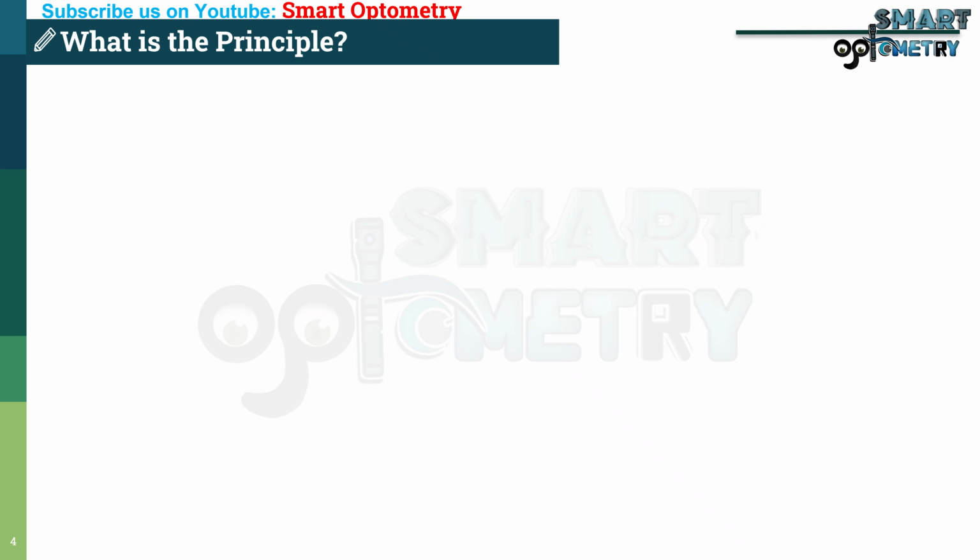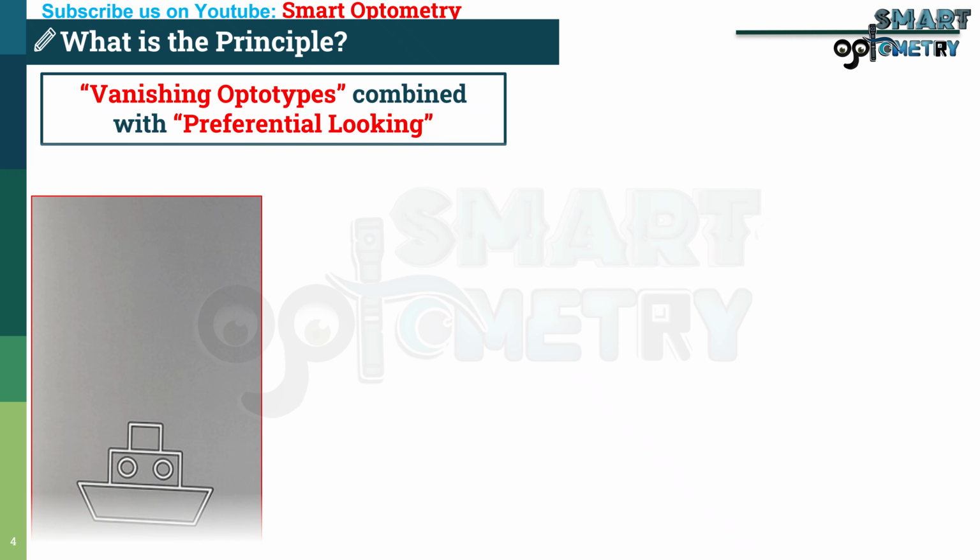What is the principle of Cardiff Acuity Card? The principle of Cardiff Acuity Card is based on vanishing optotypes combined with preferential looking principle. Let's know both these principles.